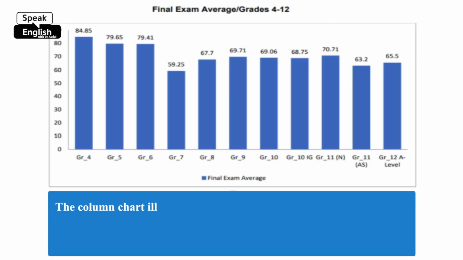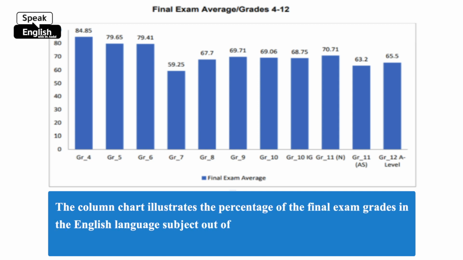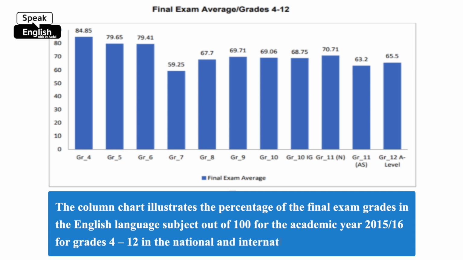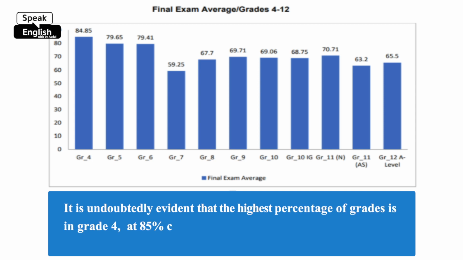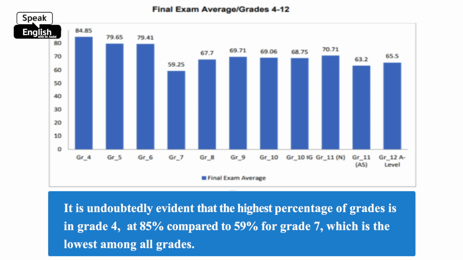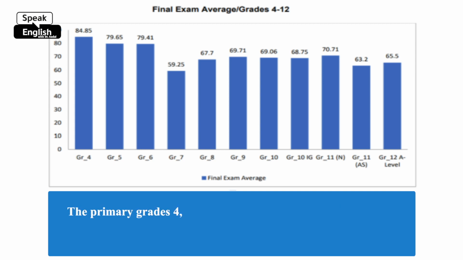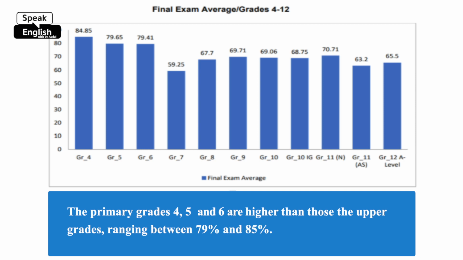The column chart illustrates the percentage of the final exam grades in the English language subject out of 100 for the academic year 2015 and 2016 for grades 4 to 12 in the national and international program. It's undoubtedly evident that the highest percentage of grades is in grade 4 at 85% compared to 59% for grade 7, which is the lowest among all grades. The primary grades 4, 5, and 6 are higher than those in the upper grades, ranging between 79% and 85%.